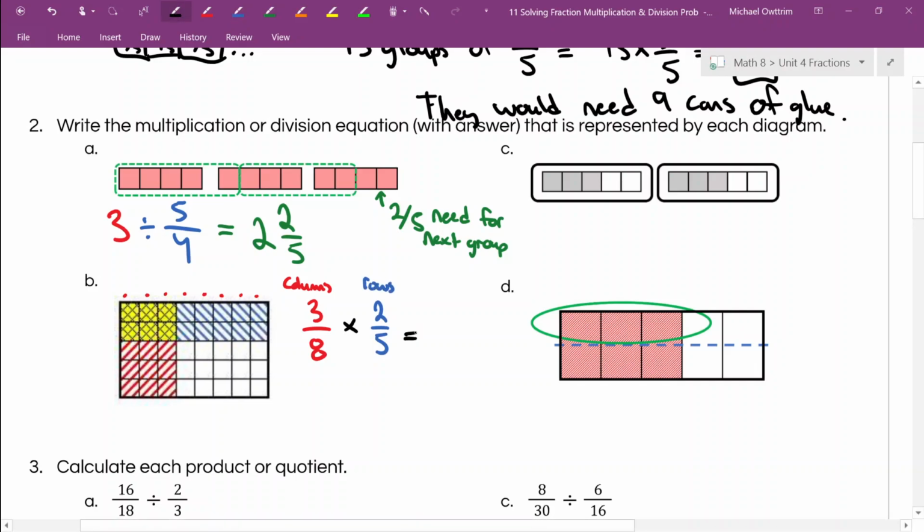And overall, our solution is going to be our overlap. So there are 6 cells in overlap out of how many total cells in this entire thing? Well, it's an 8 by 5, so 40 cells in total.